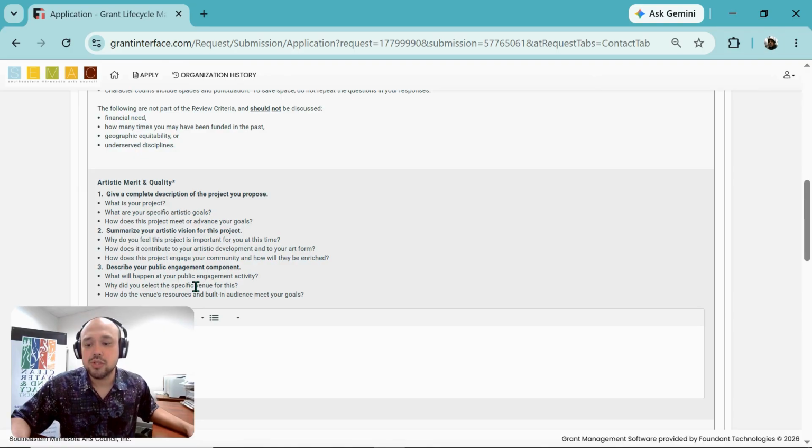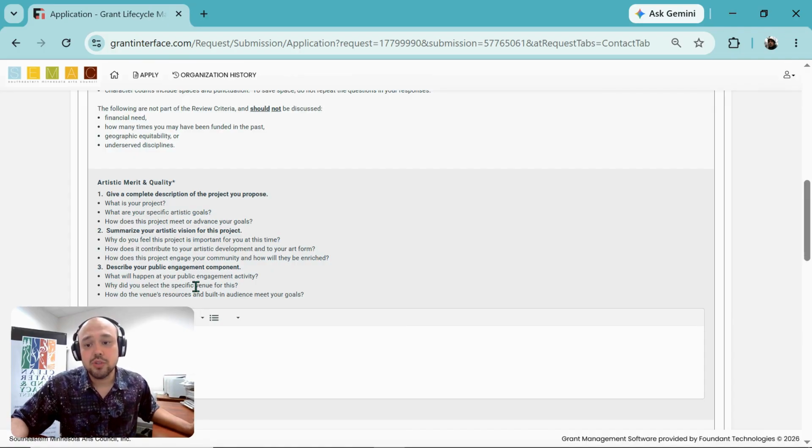Another thing that I would mention is to avoid assuming that reviewers already know your work, your community, your organization, or your artistic goal. Remember that reviewers can only evaluate the information that appears in the application. So the more clearly you explain your project, the easier it is for reviewers to understand its value.